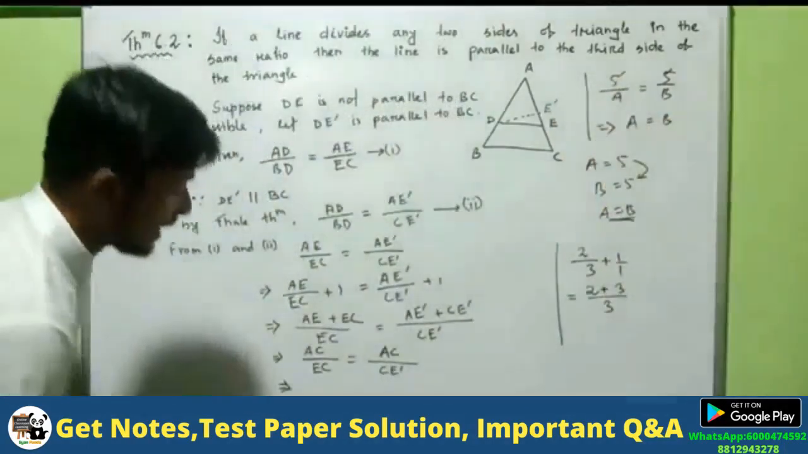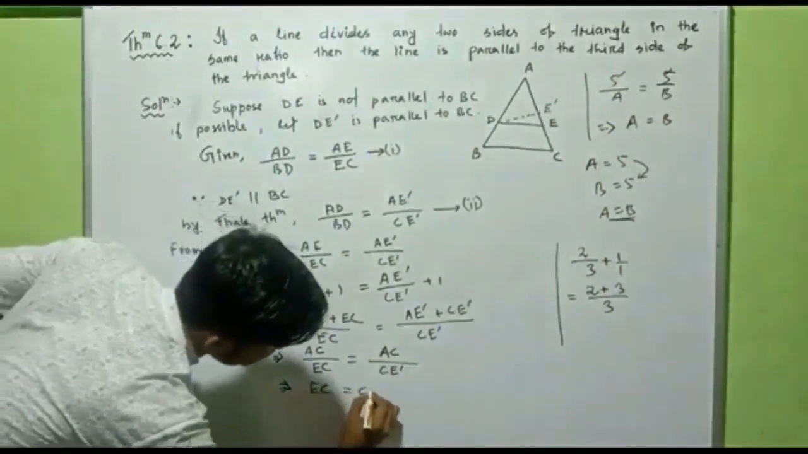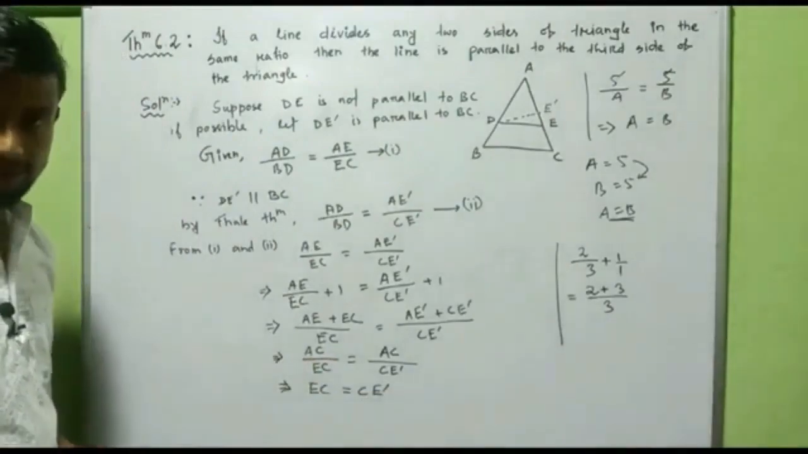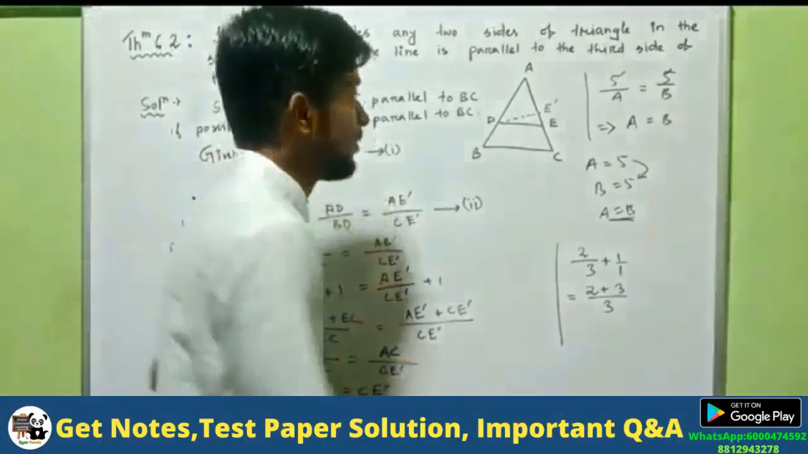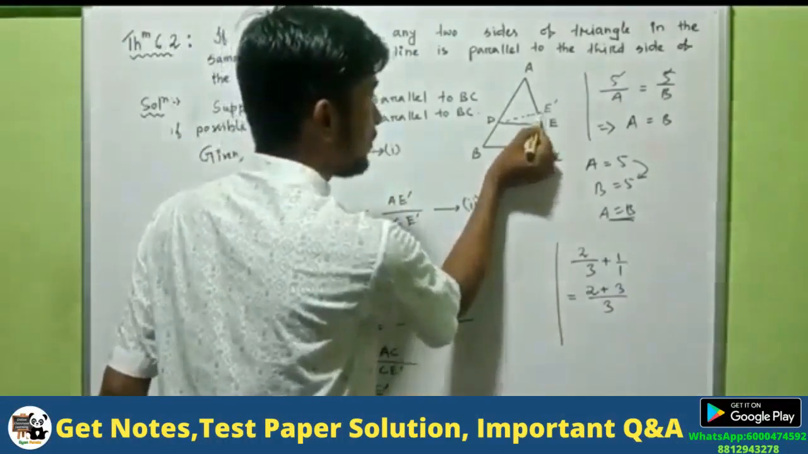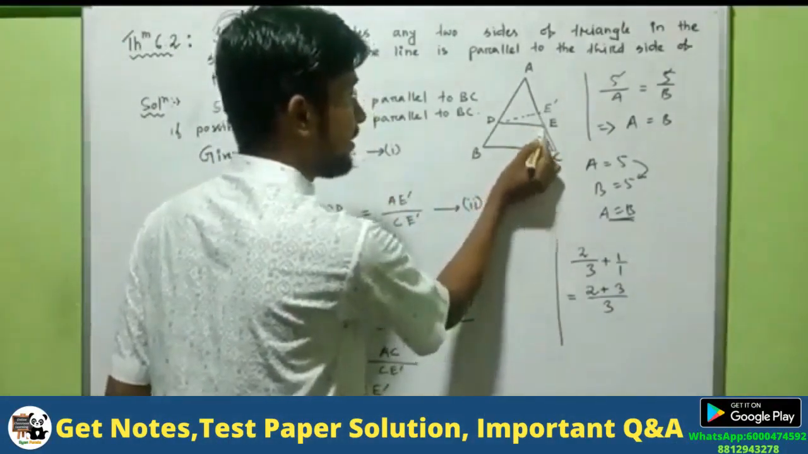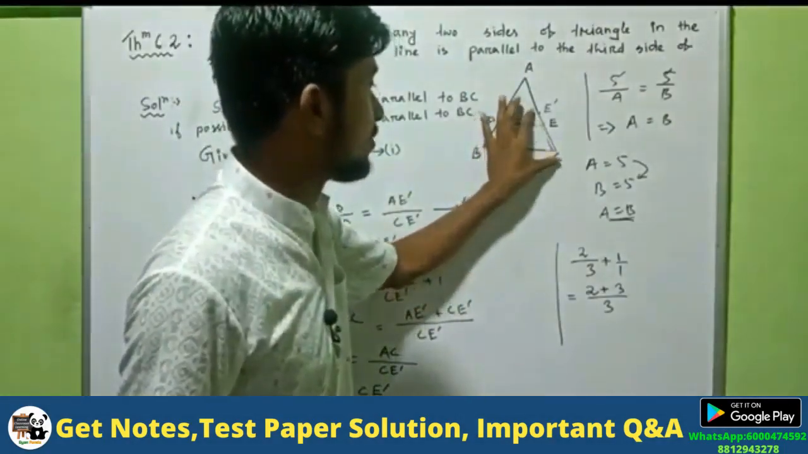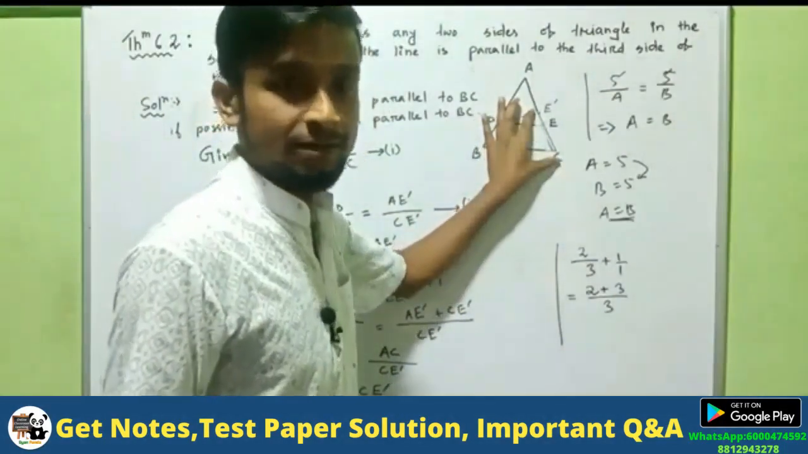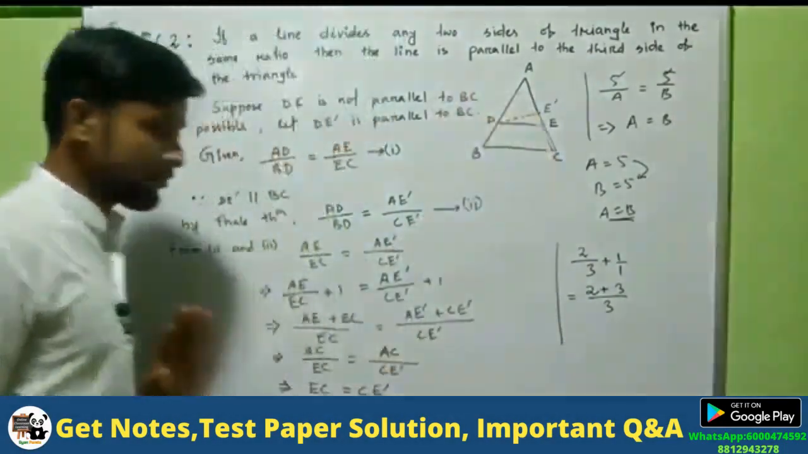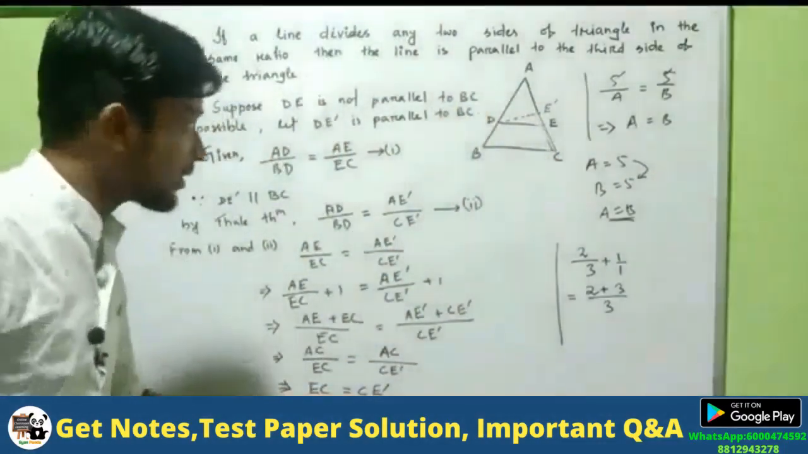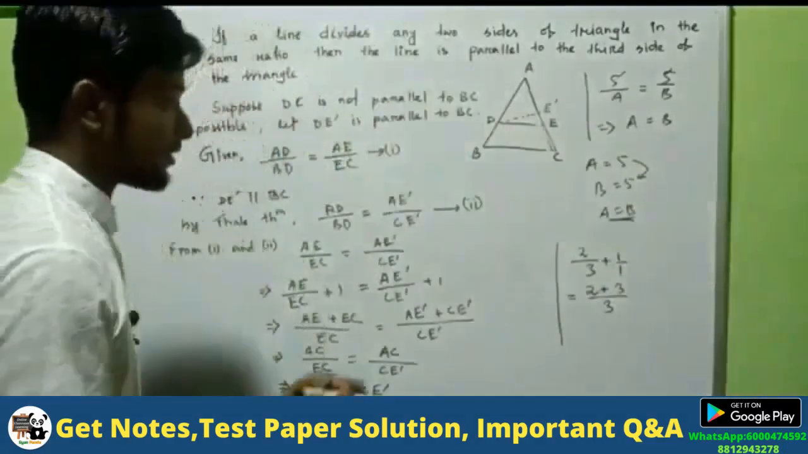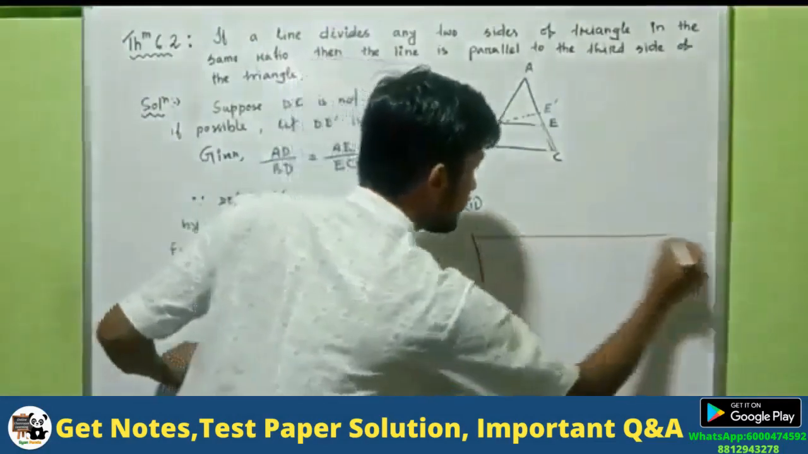So we can say what? EC is equal to CE dash. EC is equal to CE dash. Yes, right? So can it be possible that EC is equal to CE dash? It cannot be possible. A line cannot be equal to another line like that. Why did we get equal? Because of our wrong assumption, right? Because of our wrong assumption, we can write what?